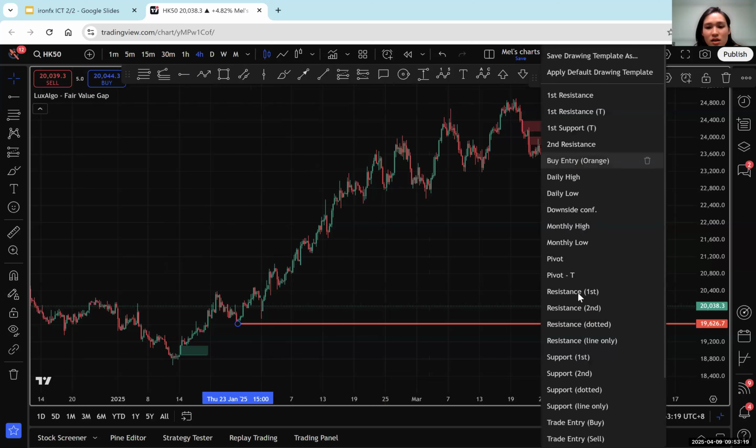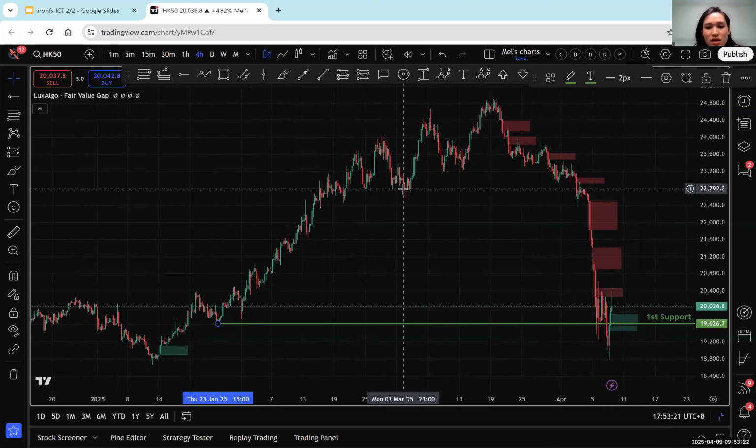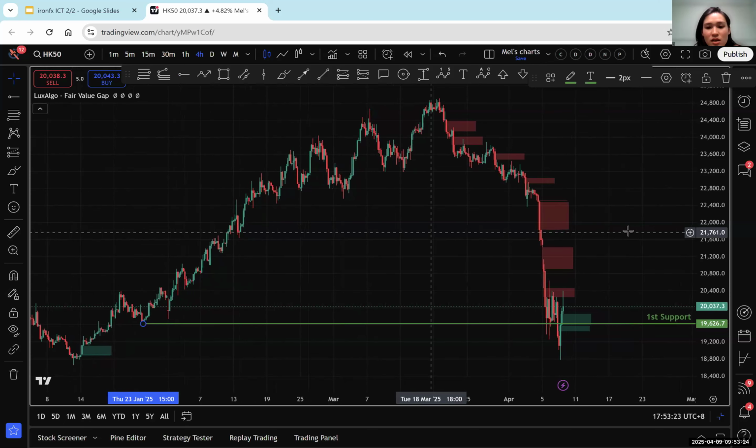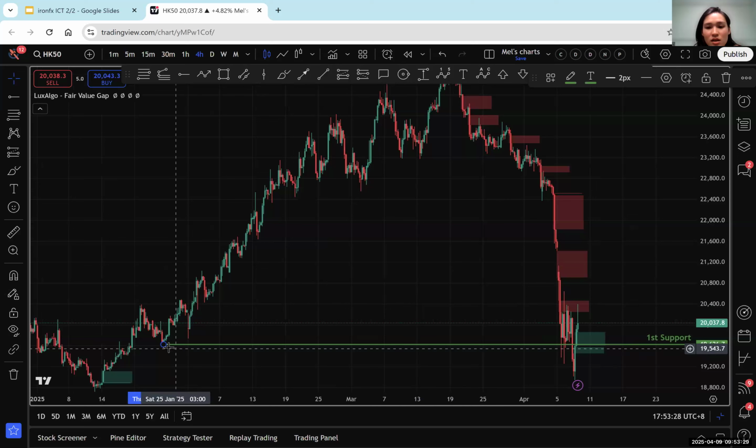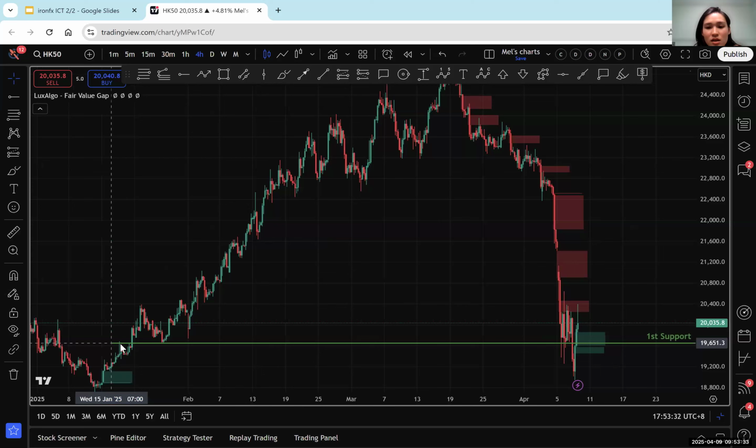Okay, this will be my first support. Personally, I like to pull it all the way back so that I can see how price has reacted to the level.